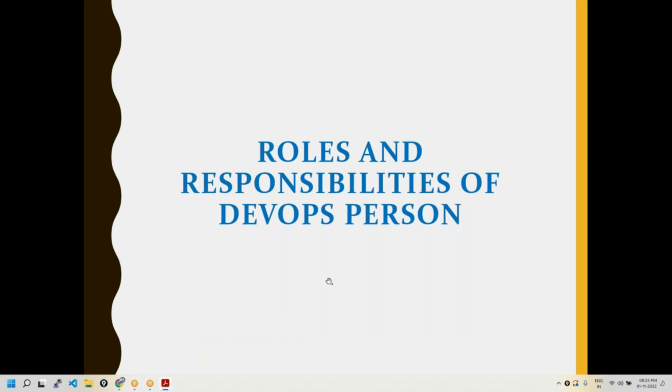Now let's talk about roles and responsibilities. Who is a DevOps person? Like I said, you may be coming from any background. You may be an IT person, you may be a DBA, you may be an ops person, you may be a middleware guy. If you know the process of automation, if you know the process of CI/CD pipeline, and if you know the tools and strategies, yes, you are eligible to work as a DevOps person. If you are selected as a DevOps person, you will not be writing the code for developing an application.